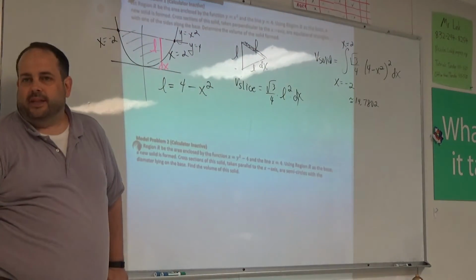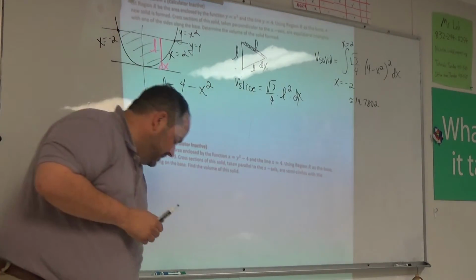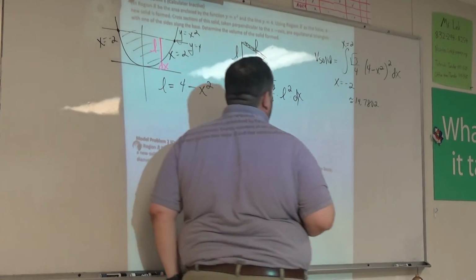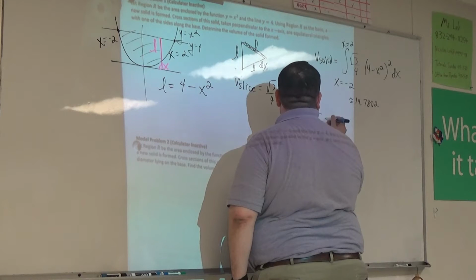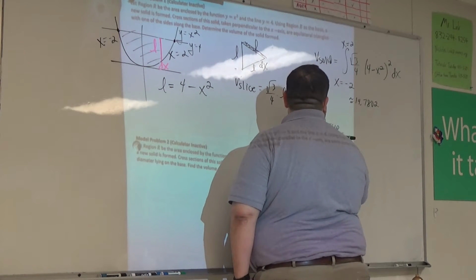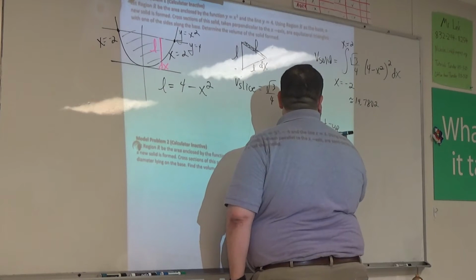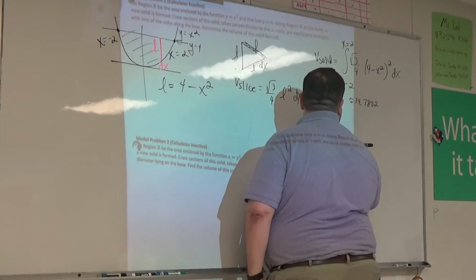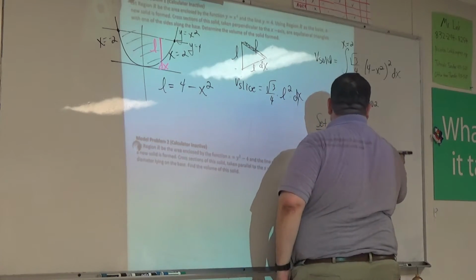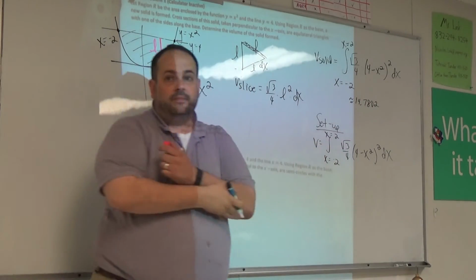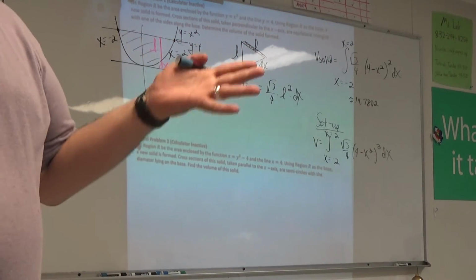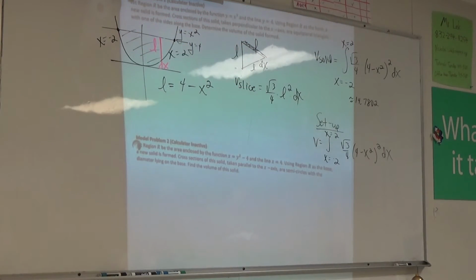I'm going to show you guys one thing that's going to catch you by surprise, possibly. One of the things they like to do on the AP exam is they're going to ask you for the setup only. And so you might say, oh, well, that's easy. Here's my setup. I'm doing from negative 2 to 2, square root of 3 over 4, (4 minus x squared) squared, dx. If they just ask you for the setup, what are some things that could be done to hide this answer from you?